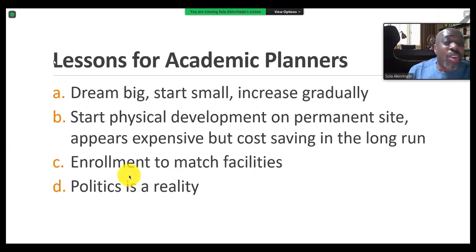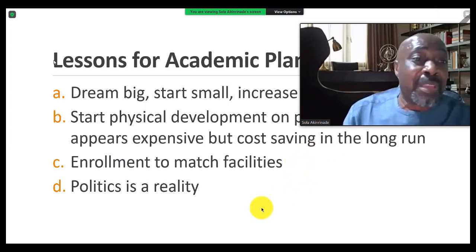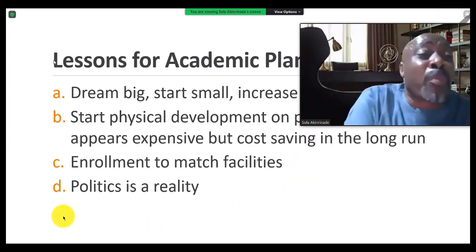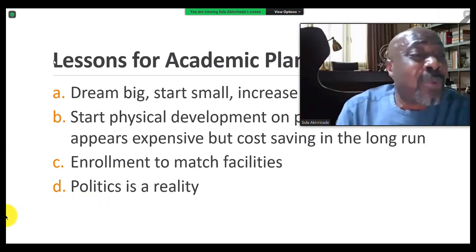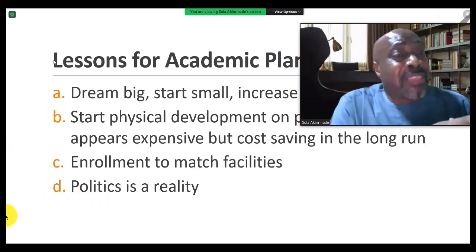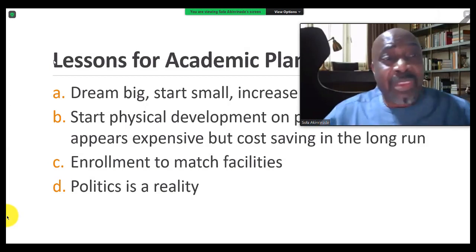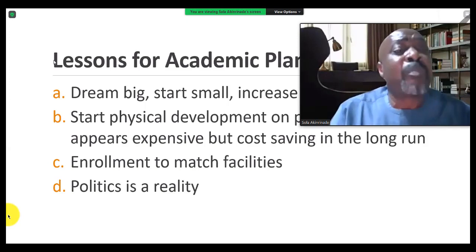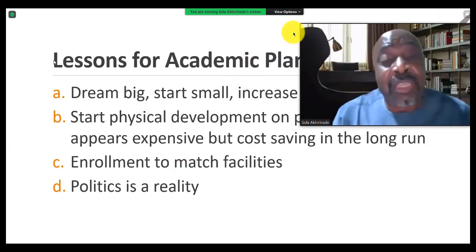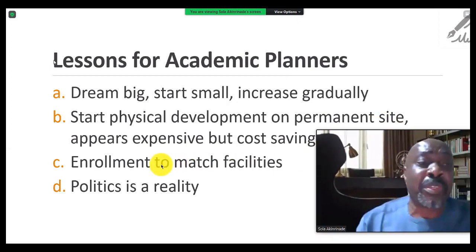Don't over-enroll when you are starting. You may run into trouble with NUC and with JAMB. There's no point, and you may run into trouble on your own ground. Then learn to use staff from other neighboring institutions on sabbatical, visiting appointments, adjunct, and other arrangements, because you don't have all the staff initially. I realize, number four, that politics is a reality. You can't run away from it.